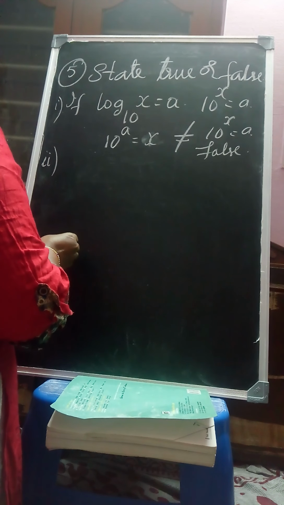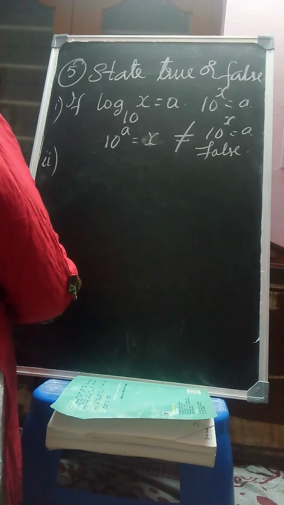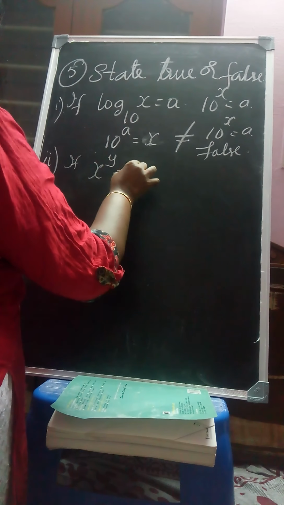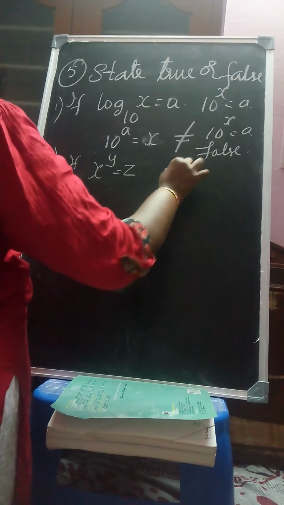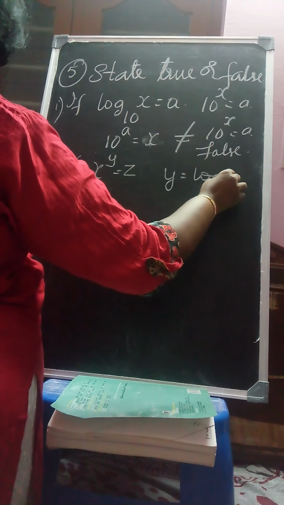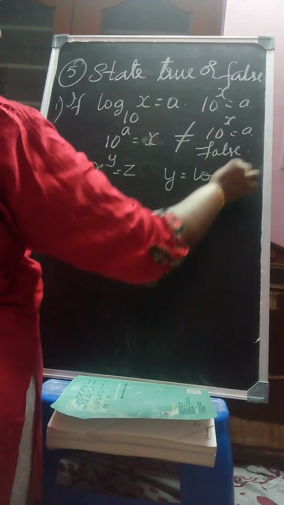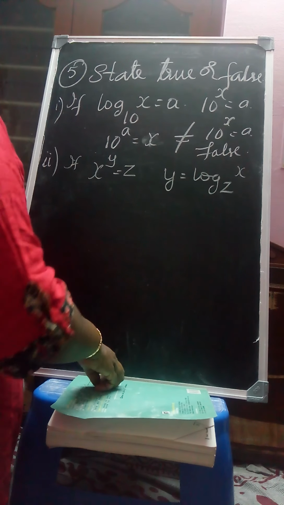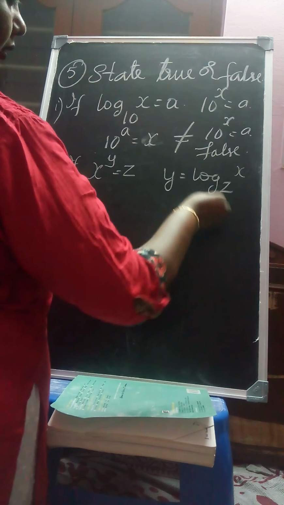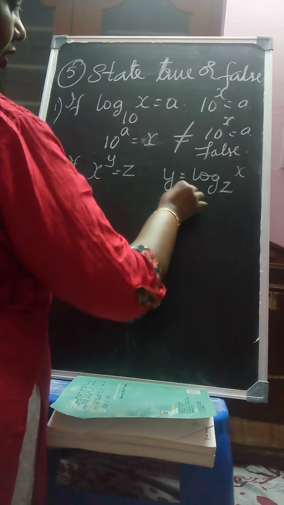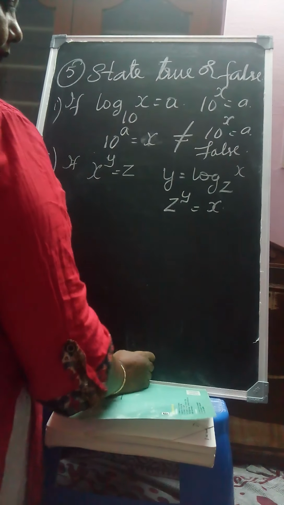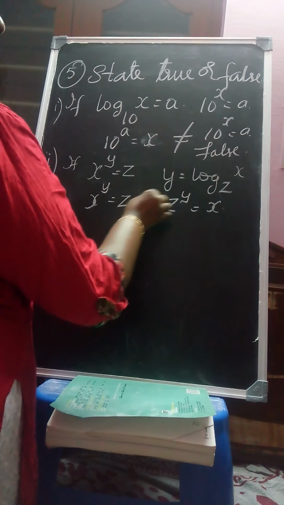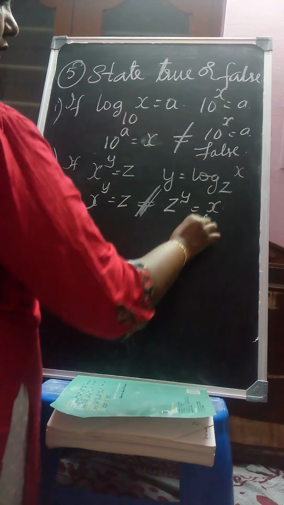Second one. If x raised to the power of y is equal to z, then y is equal to log_z x. Now here, again, if you write this in exponential form, z to the power of y will be equal to x. But here we have x to the power of y is equal to z. Now these two are not equal, so it is false.